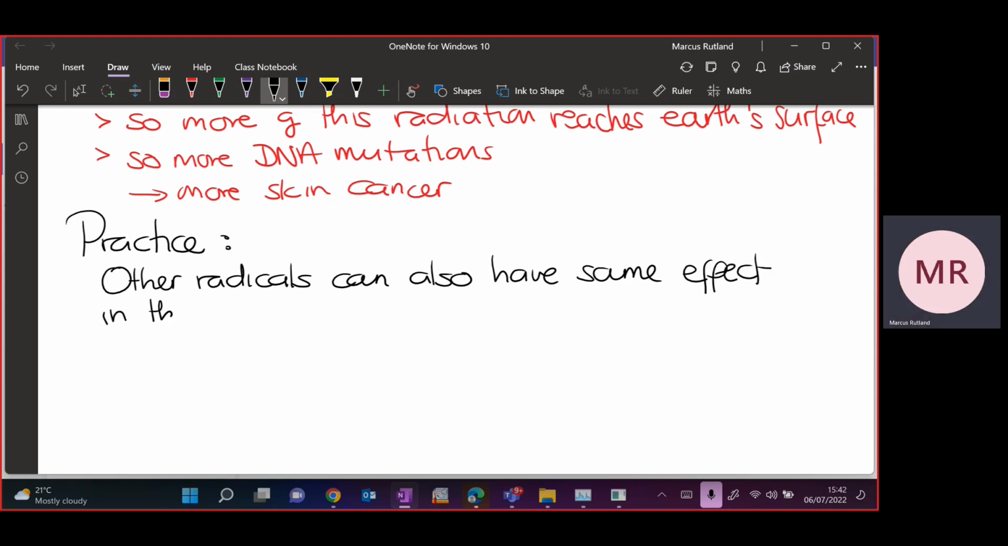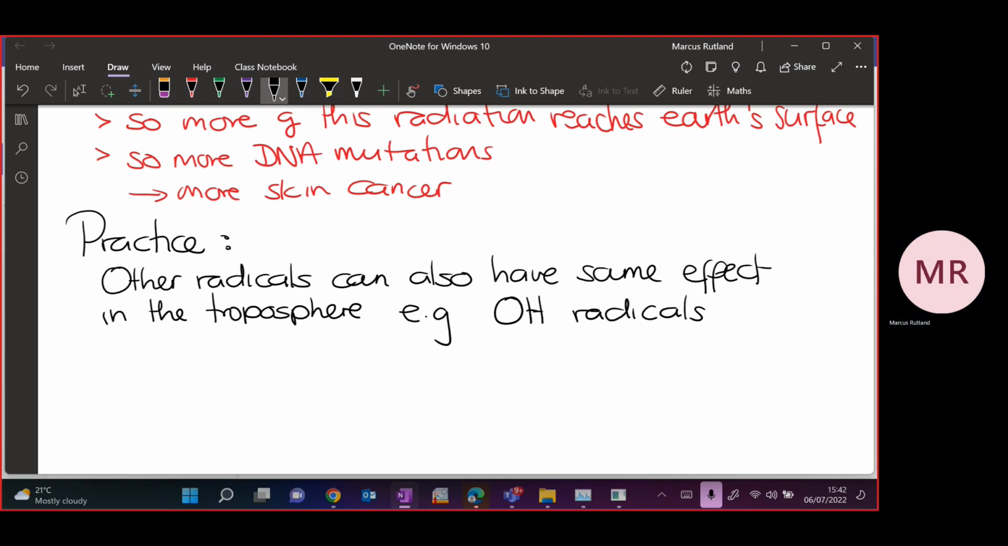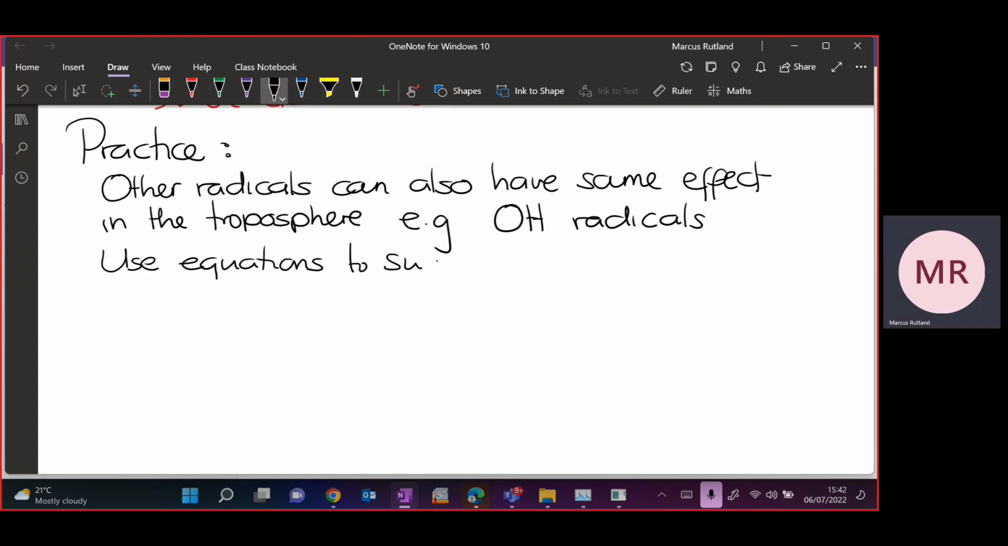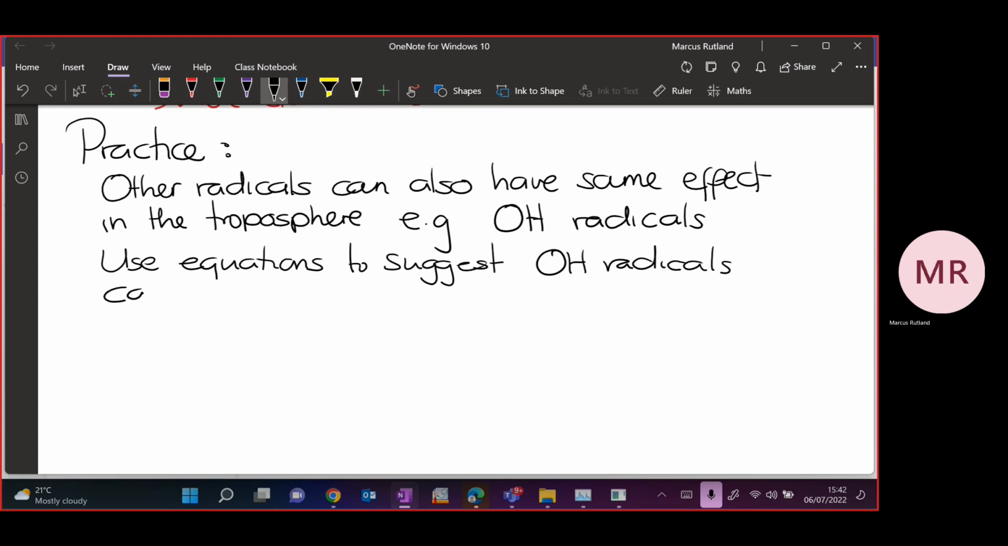In the troposphere, e.g. OH radicals, not hydroxide ions, but OH radicals. So use equations to suggest how OH radicals catalyze the destruction of ozone.